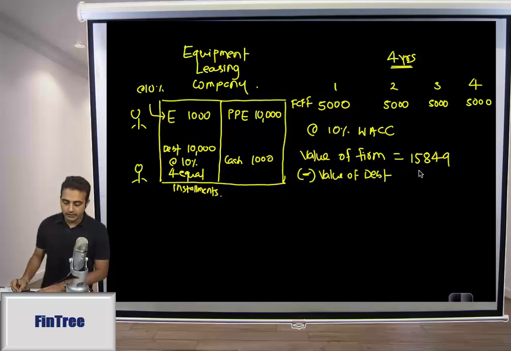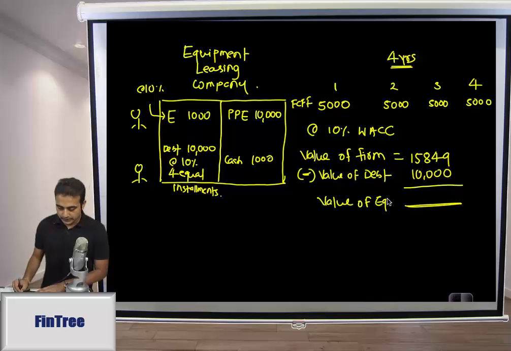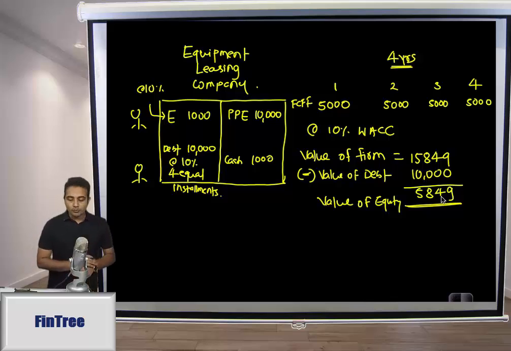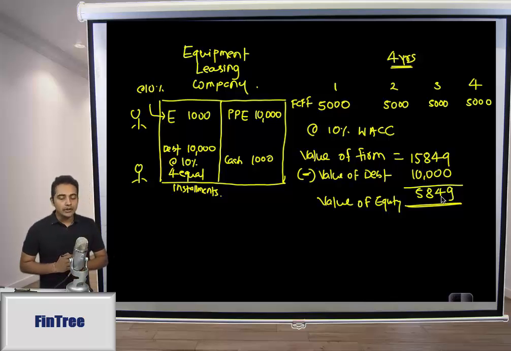How much is the value of debt? How much is the value of debt on the balance sheet today? 10,000. So you calculate the value of firm, you reduce the value of debt, and what it will give you is the market value or the fair value of equity, and the fair value of equity in this example is 5,849. So even though your book value is just 1,000, by entering into the business you are able to create tangible additional valuation of 4,849.